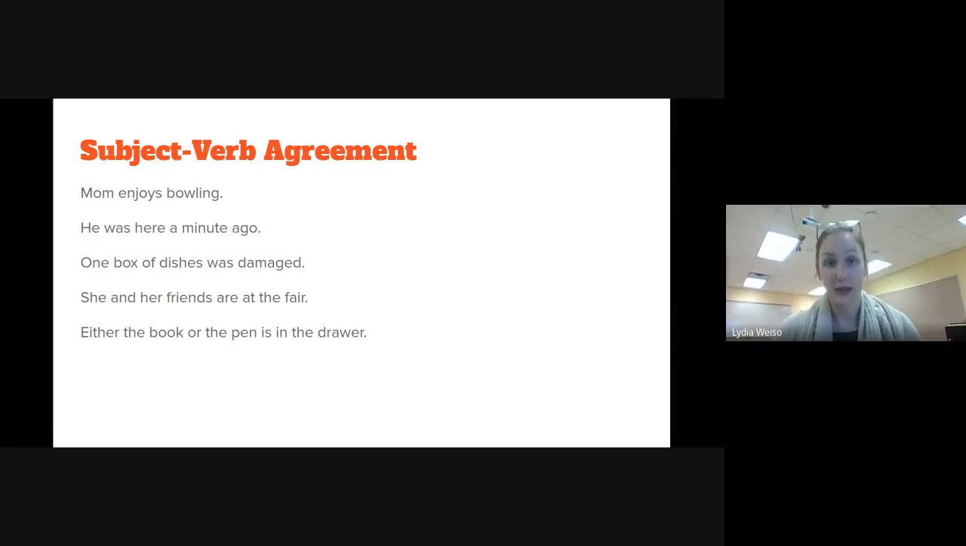It's the noun that's doing the verb. Sometimes this is really easy, such as in the sentence, Mom enjoys bowling. Who's the main character of the sentence? Mom. Mom is the one who's doing the thing. Mom is the one enjoying bowling.